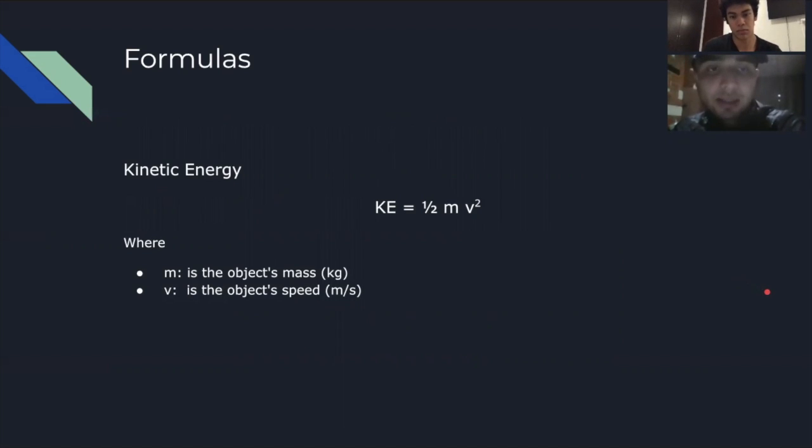And at last we have the formula for kinetic energy. That is basically kinetic energy is equal to half times mass times velocity squared.